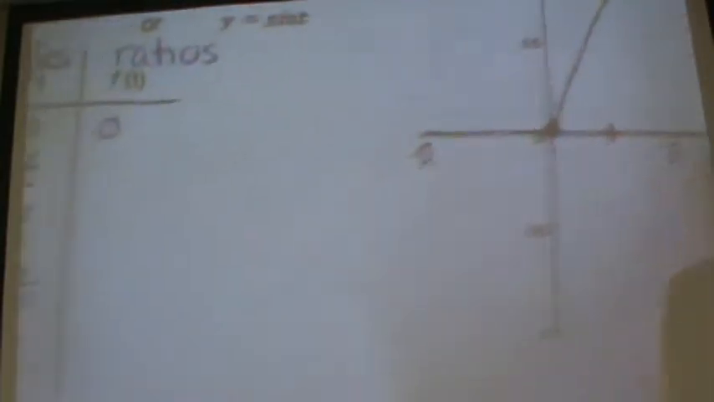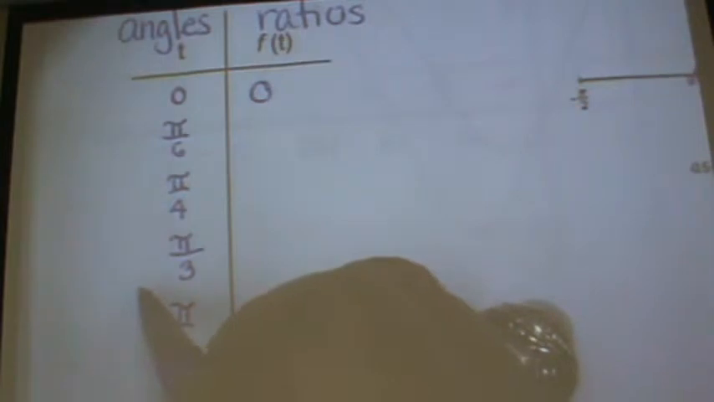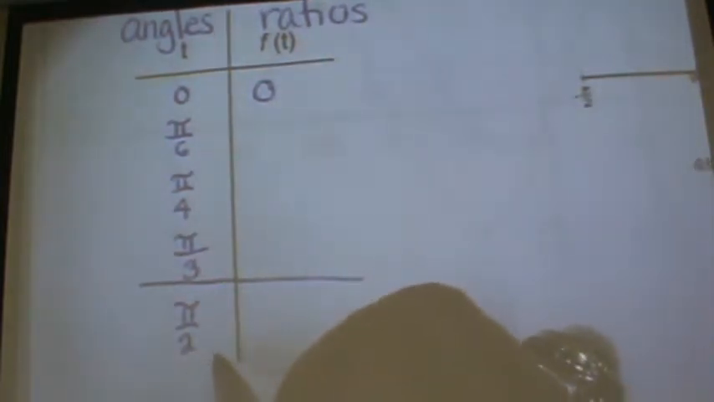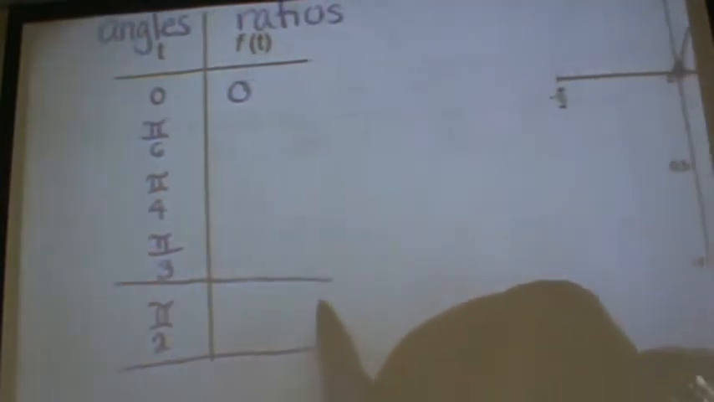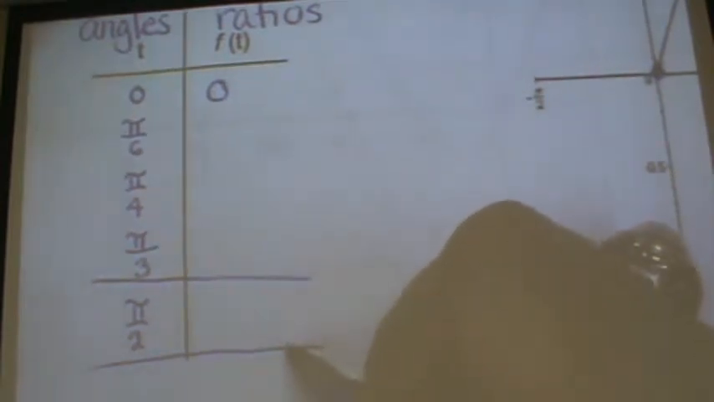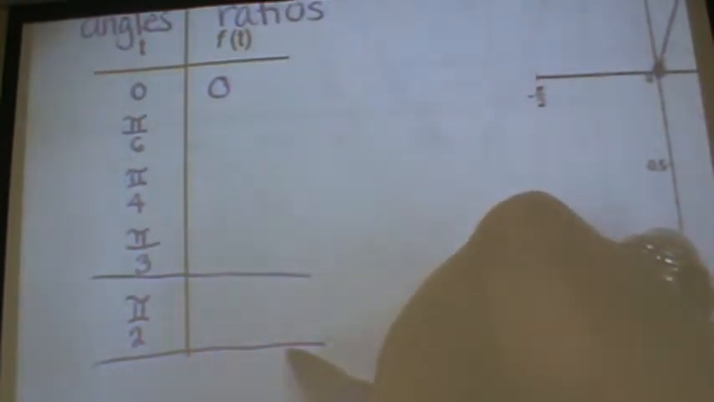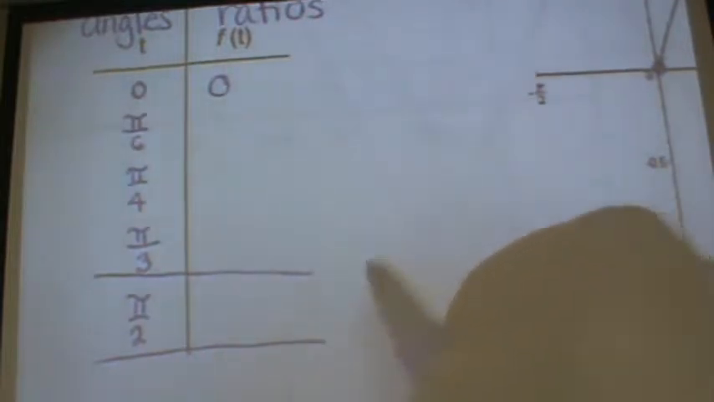Now, what did they do? They plotted here 0, 0. Now let's jump to pi over 2. Pi over 2 is right here, that's 90 degrees. At 90 degrees, can you tell me what the y to r ratio is? 1. 1 over 1, which is right here. So over pi over 2, up 1.